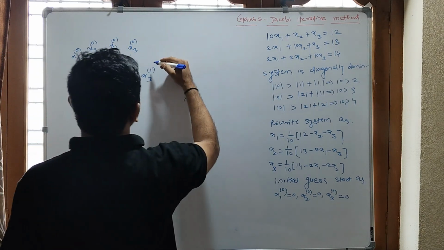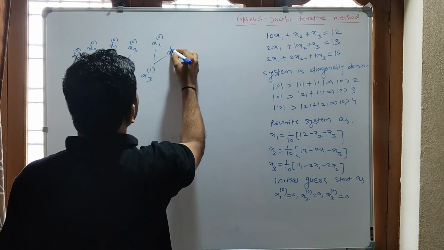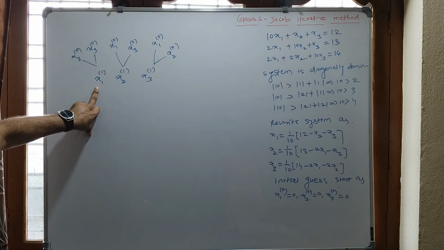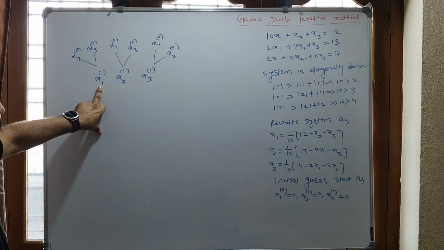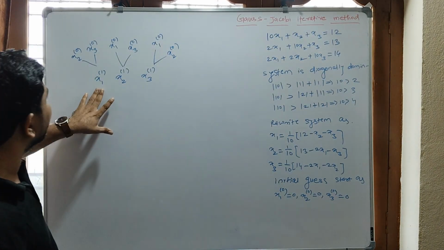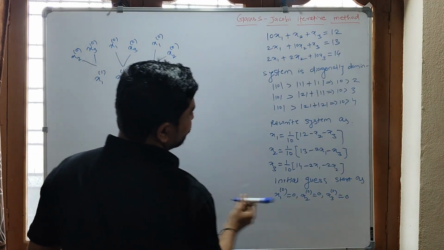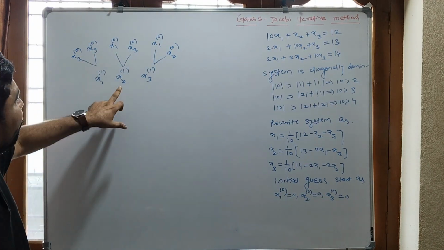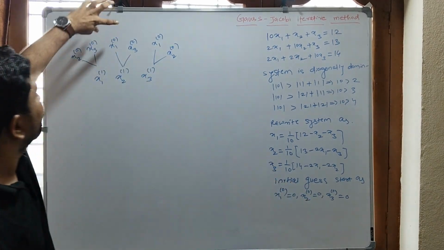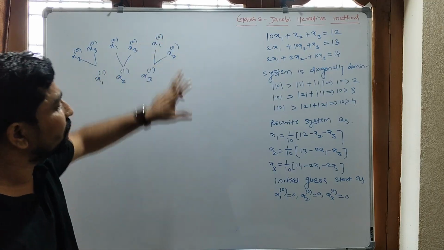While finding x3 at 1, I will use x1 at 0 and x2 at 0. This is the concept here. This is my first iteration. I will find my first iteration with the help of x1 at 0, x2 at 0, x3 at 0. While finding x1 at 1, I will use x2 at 0 and x3 at 0. While finding x2 at 1, I will use x1 at 0 and x3 at 0, which is given here. While finding x3 at 1, I will use x1 at 0 and x2 at 0.